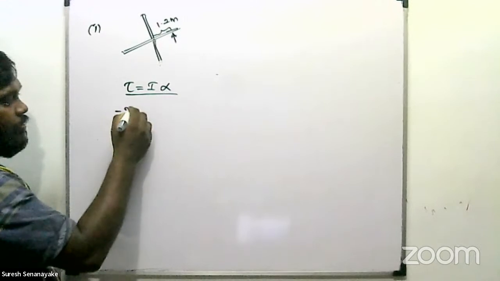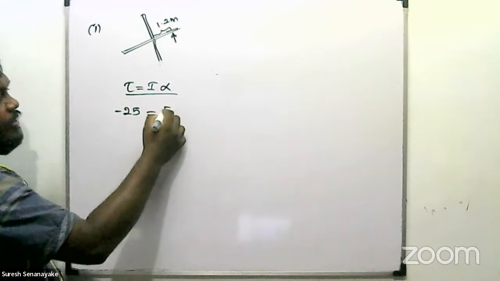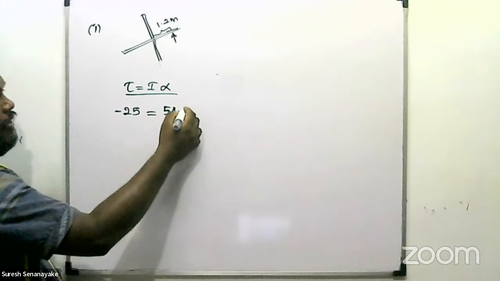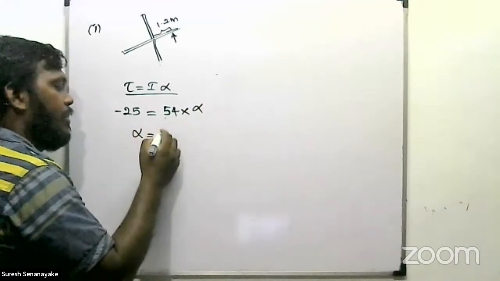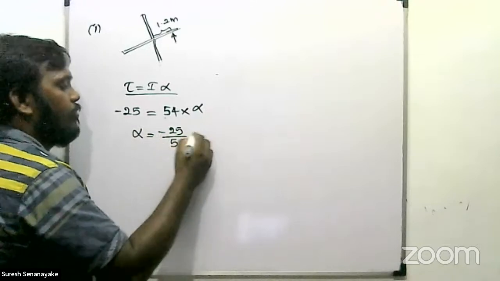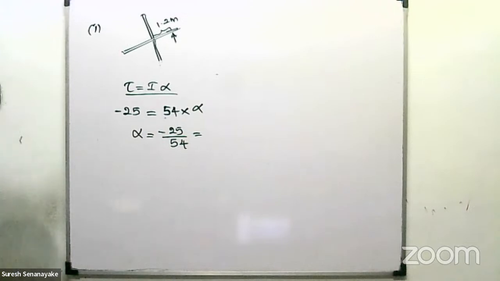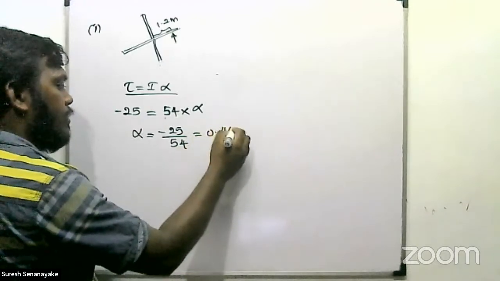It is minus 2.25 Newton meters, and this moment of inertia I is 54. Then you can find that multiplied by alpha. So new alpha you can write as minus 25 divided by 54. This angular deceleration is there. This new one you can find it, right? 0.4846.